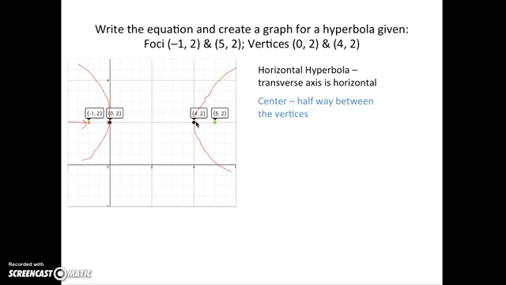The center is going to be halfway between the two vertices. So our center point is going to be somewhere around here. To calculate that, we use the midpoint formula. Add the two x values together, divide by 2. Add the two y values together, divide by 2, and we get our center at (2, 2).